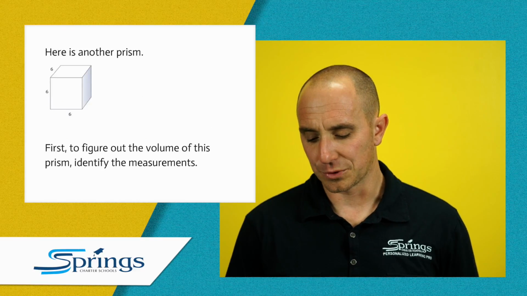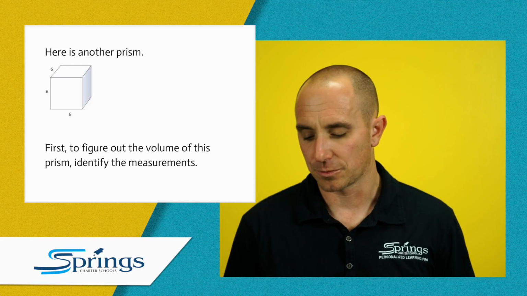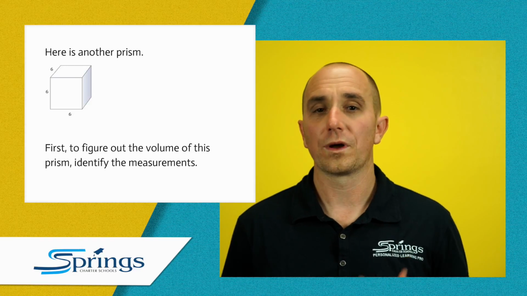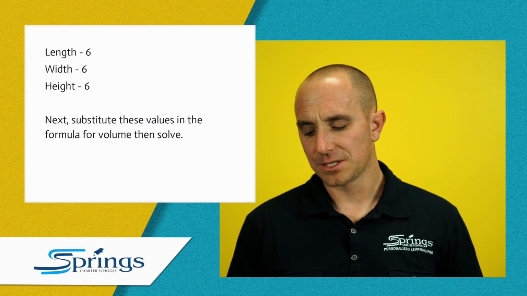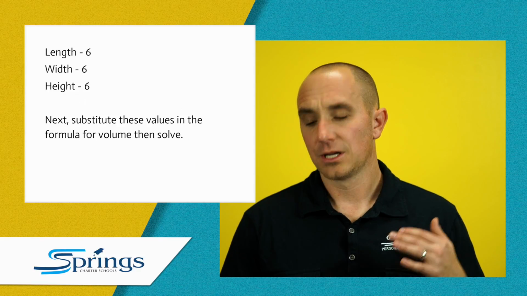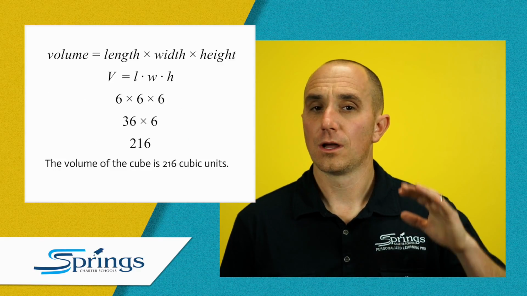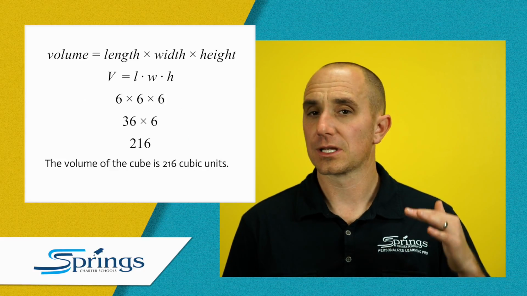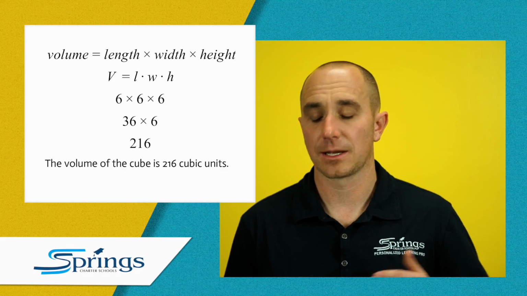Now, here's another prism. To figure out the volume of this prism, we need to identify the measurements. You can see here we have a length of 6, a width of 6, and a height of 6. Next, we substitute these values into the formula for the volume to solve. Our formula for volume is length times width times height. So we have volume equals length times width times height, and you just substitute them in: 6 times 6 times 6.